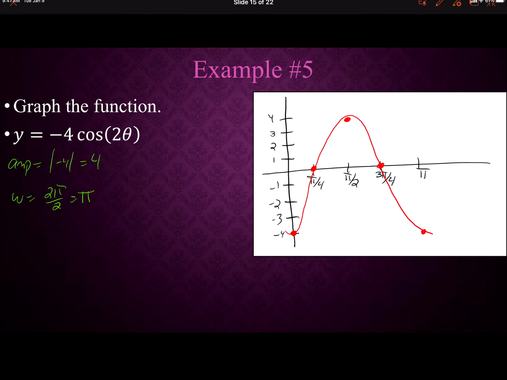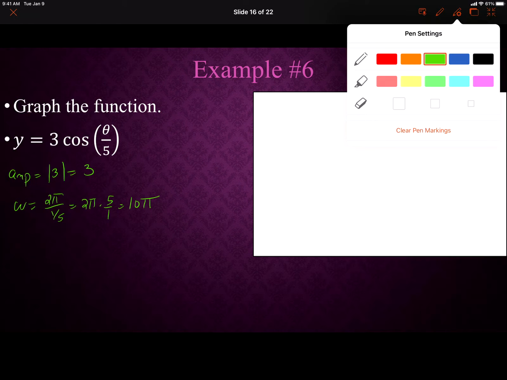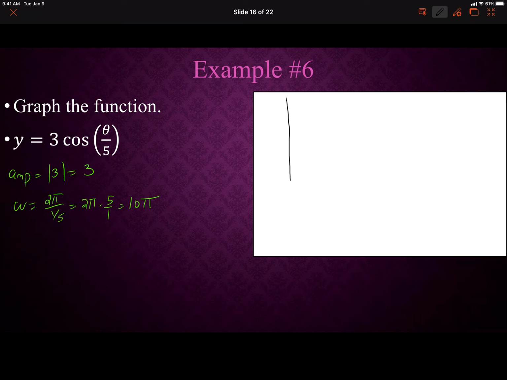All right, so let's do another cosine one. So here we have the amplitude is a positive 3. Our period is 2 pi divided by 1/5, which is 2 pi times 5 over 1, which is 10 pi. So we set up our axis. We see that's a positive 3. Amplitude is 3, so we can go as high as 3 and as low as -3.